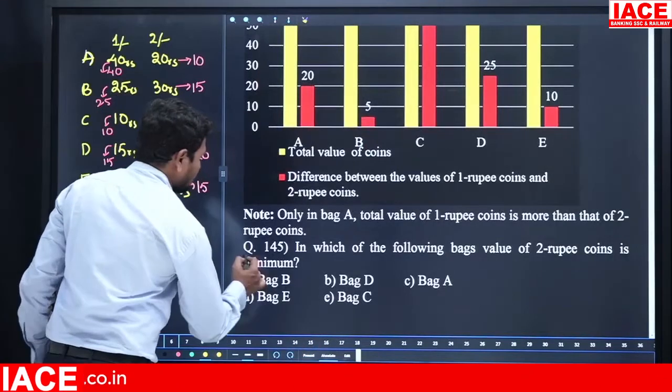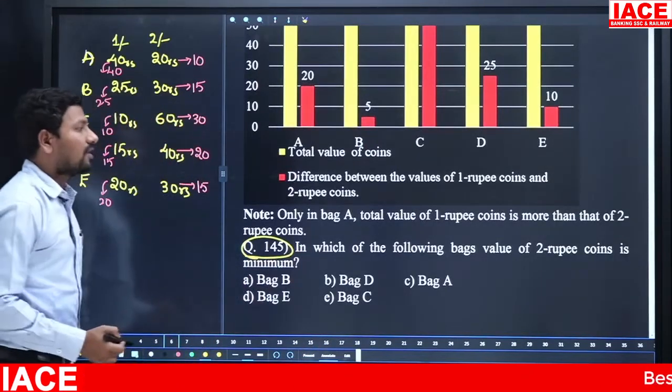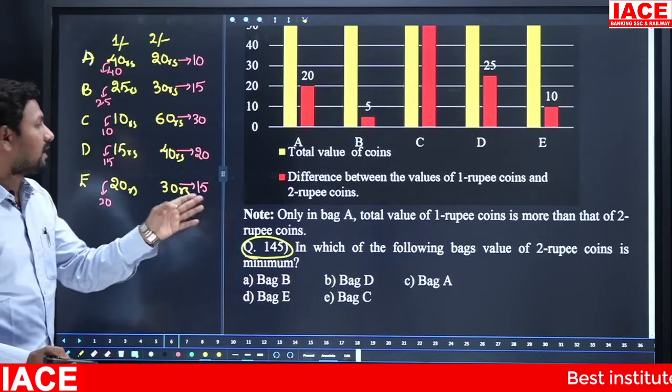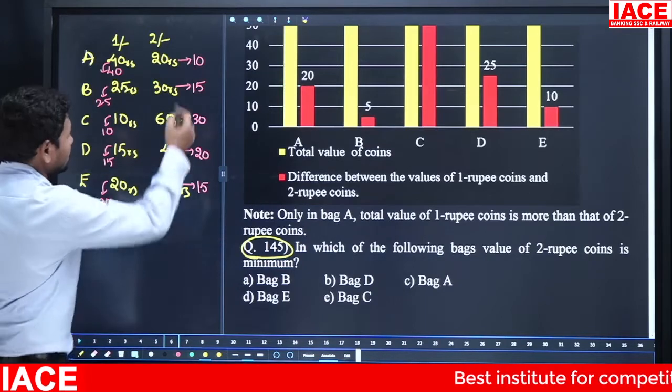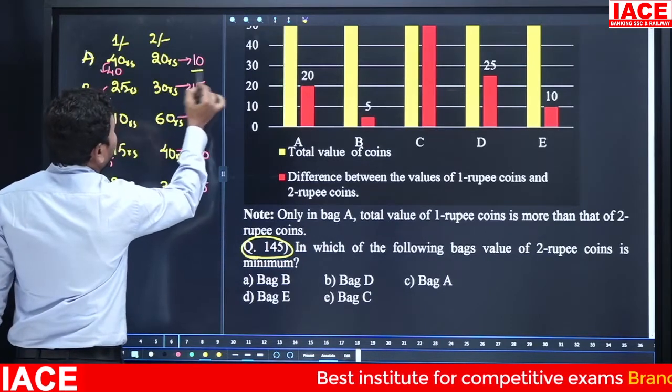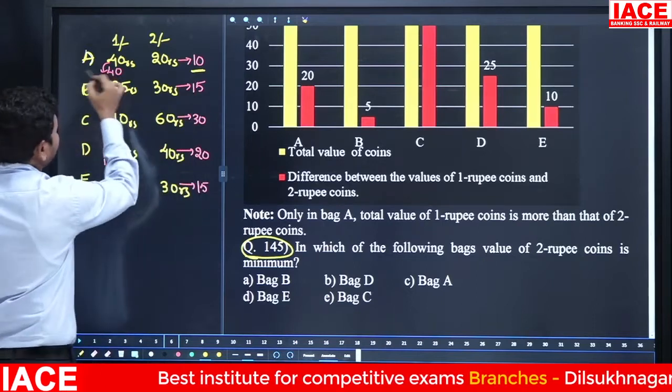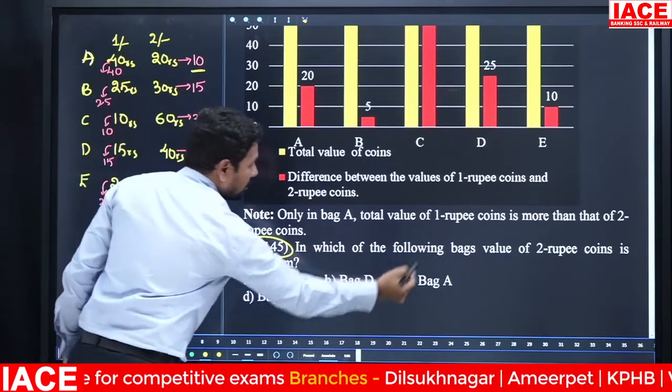Next. In which of the following bags value of 2 rupee coins is minimum? Look here, just 10 coins, which bag contains it? Bag A contains it. Bag A means option C.